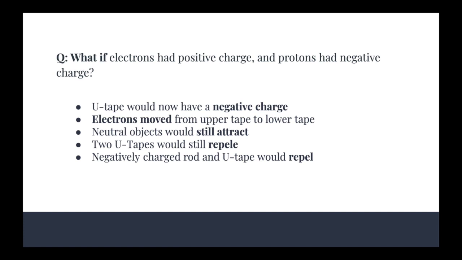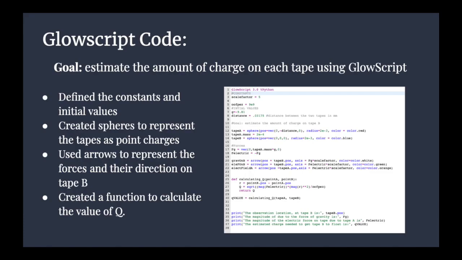Lastly, I created a GlowScript program to simulate the experiment between tape A and tape B, using it to calculate the value of Q, the excess charge on tape A. To do so, I started by defining the constants and initial variables. Then I created spheres to represent the two tapes, the red and blue balls, as point charges. Then I used arrows to represent the gravitational and electric forces. Finally, I created a function called calculating Q and used the derivation from before to obtain the value of Q.